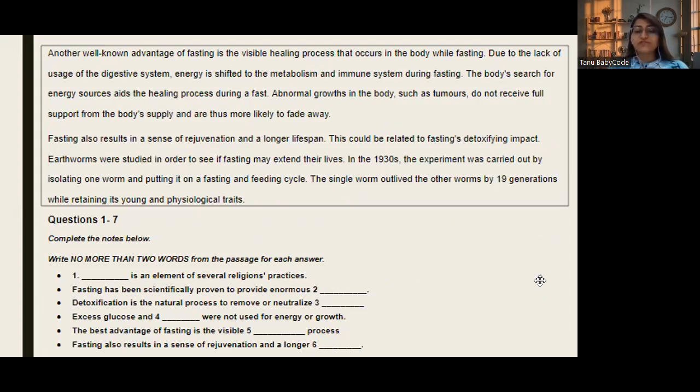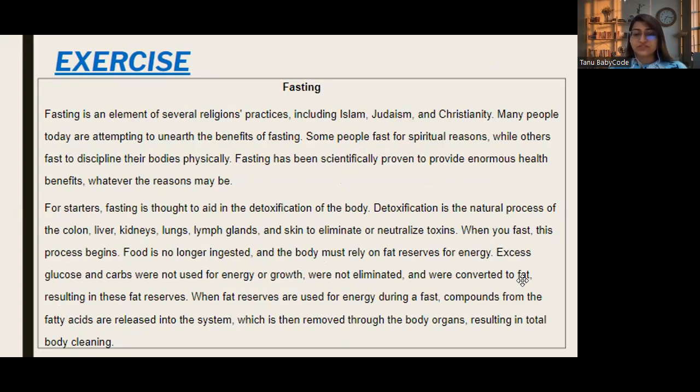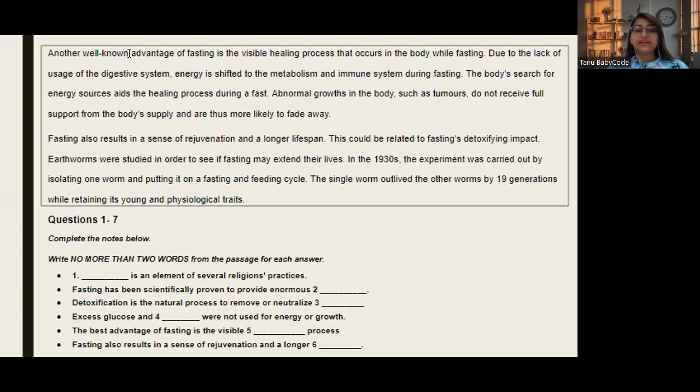The best advantage of fasting is the visible dash process. So I'm asking for the best. No, it's not here. Yes. Another well-known advantage of fasting is the visible healing process. So you got your next answer here. Fasting also results in a sense of rejuvenation and a longer dash. Fasting helps in, here it is. Fasting also results in a sense of rejuvenation and a longer lifespan. So you got your last answer, lifespan.